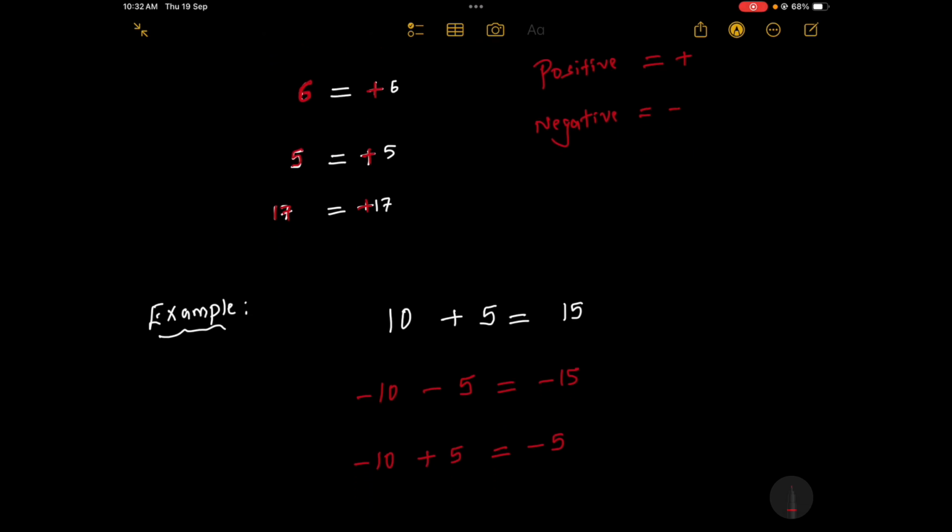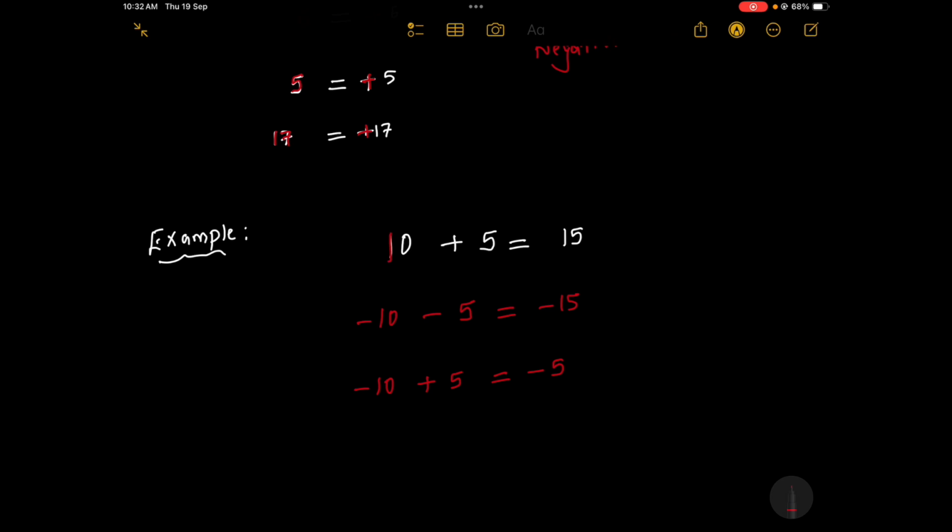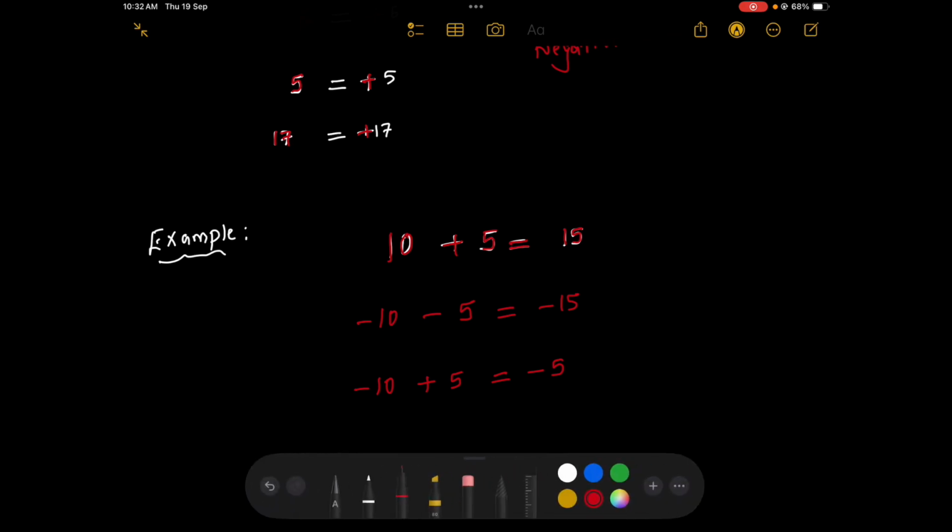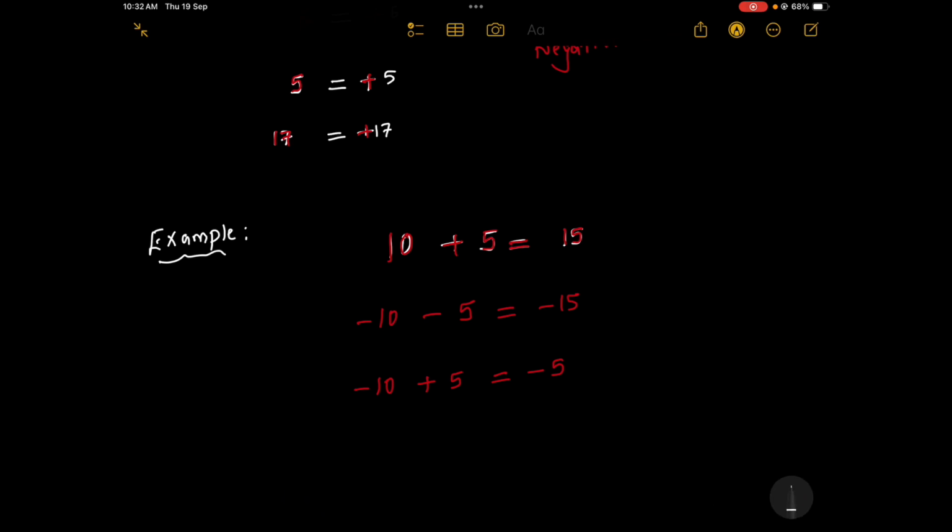So here I have written a few examples. If I add two numbers which are both positive, plus 10 plus 5, what do we have to do? We have to add and keep the positive sign. What is 10 plus 5? 15. So when we add two positive numbers, the result should be added and we keep the positive sign. If nothing is written here, by default it is positive 15. When both the numbers are negative, we have to add and keep the negative sign. What is 10 plus 5? 15. Then we have to retain the minus sign.